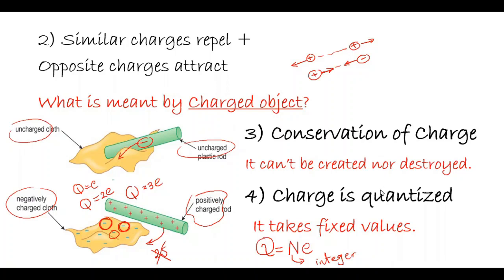Now, we have finished the 4 properties of electric charge, and we are going to address the first law. The first law in the electrostatics part is called Coulomb's law.